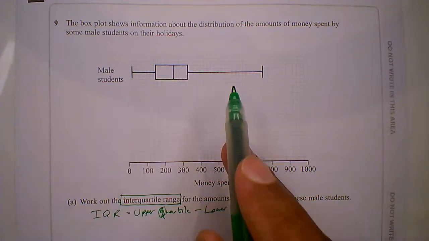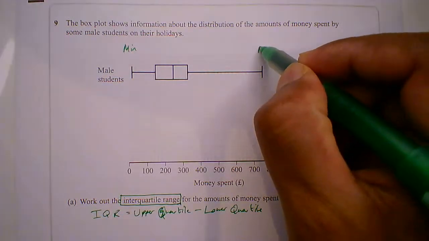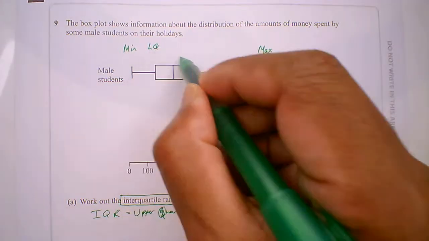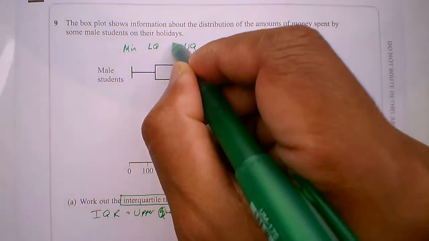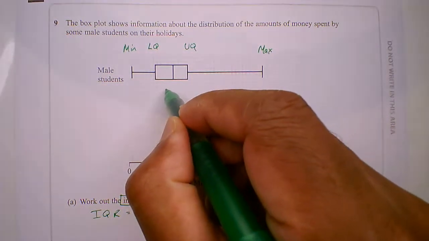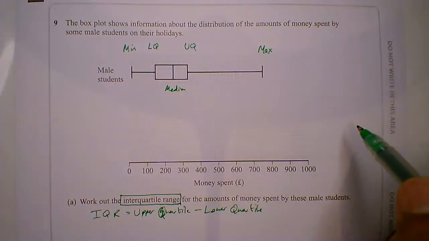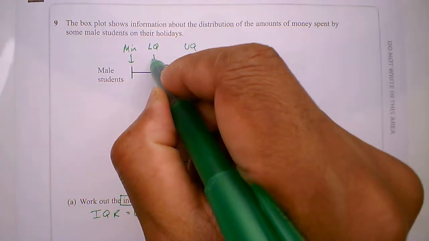So if I look at this, this is my minimum value. This is my maximum value. This is going to be my lower quartile. This is my upper quartile. And then this one here will be my median. Running out of space there, so I'll just put that there. All right, those are my key figures, just to make that clear.